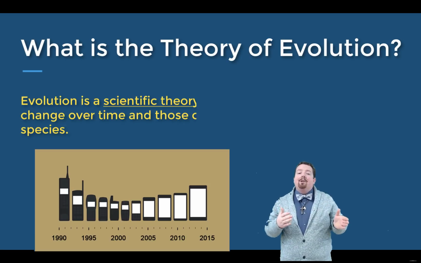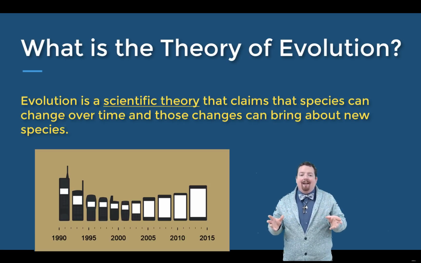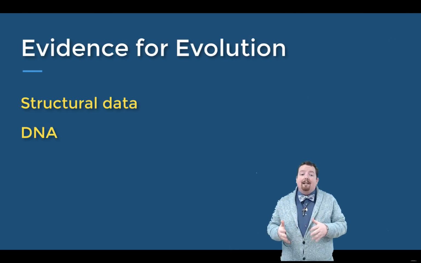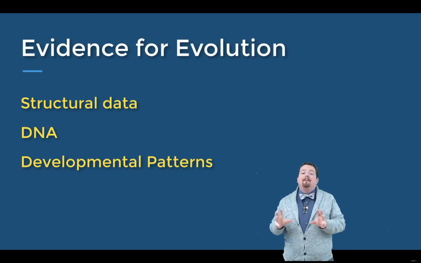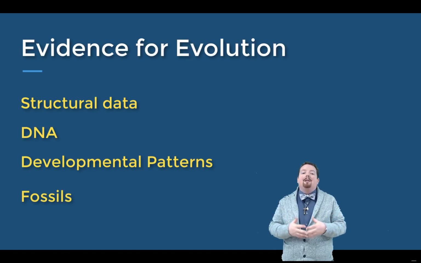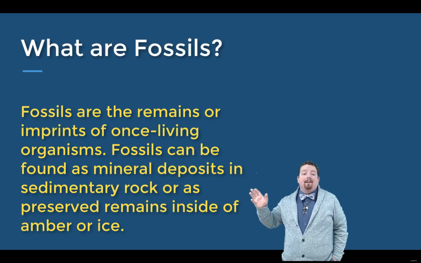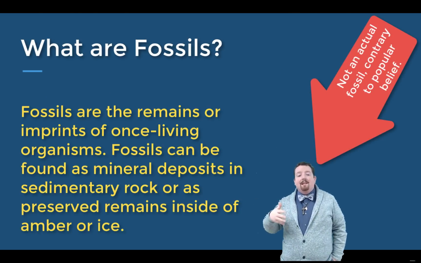of years. Evolution is a scientific theory that says that all species were created by a change in an older species. Evolution is nothing more than the change of a species over a long period of time. Structural data, DNA, developmental patterns, and fossils are all pieces of evidence that support the theory that populations can change over time. Fossils. They're the remains or imprints of a once living organism.